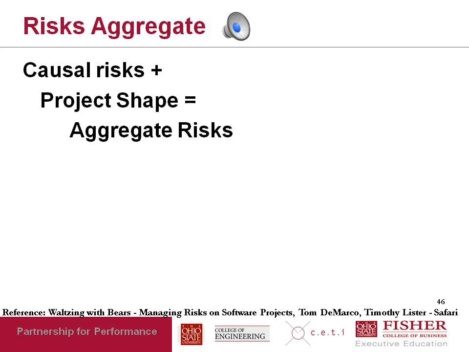And this slide basically says the following. When you begin a software project and as you progress through it, take these core risks, or what we are calling causal risks, examine the kind of project it is, add risks that are specific to that project, and when you put those two together, you get what are known as the aggregate risks. And these are the risks that you have to manage.